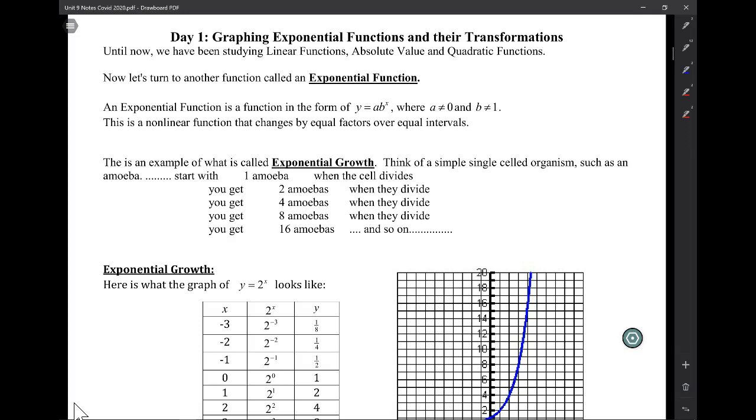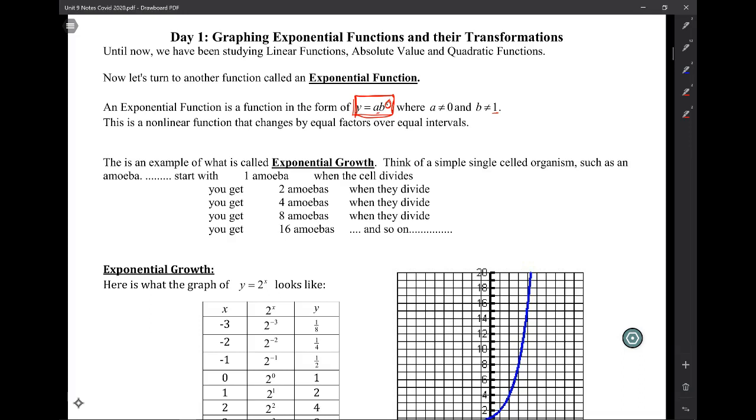So exponential functions have a unique equation. Unlike linear and quadratic, the variable is actually in the exponent. So you'll notice that the variable is now up in the exponent place, which means that the coefficient a can never be equal to 0, and b, which is the base of our exponent, can never be 1, because 1 to any power is still 1, and if I multiply the entire thing by a 0, it's just equal to 0. So it creates a nonlinear function.